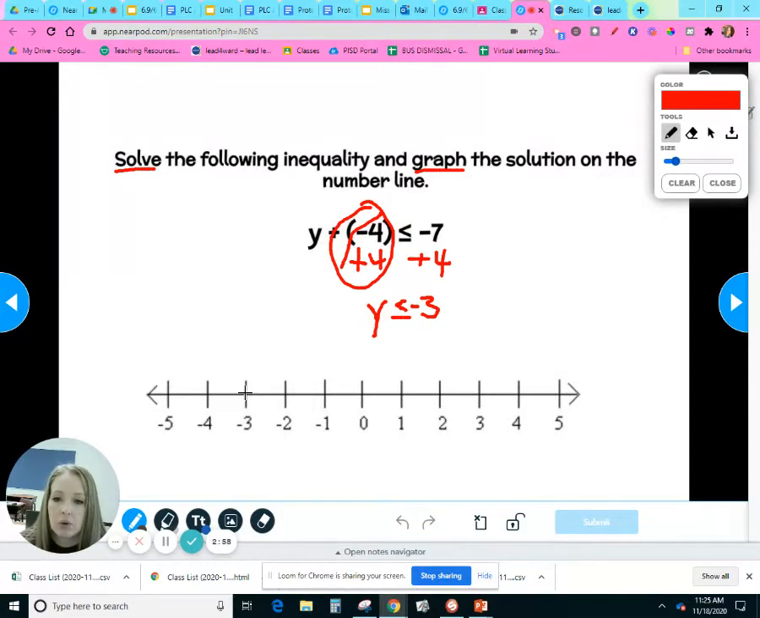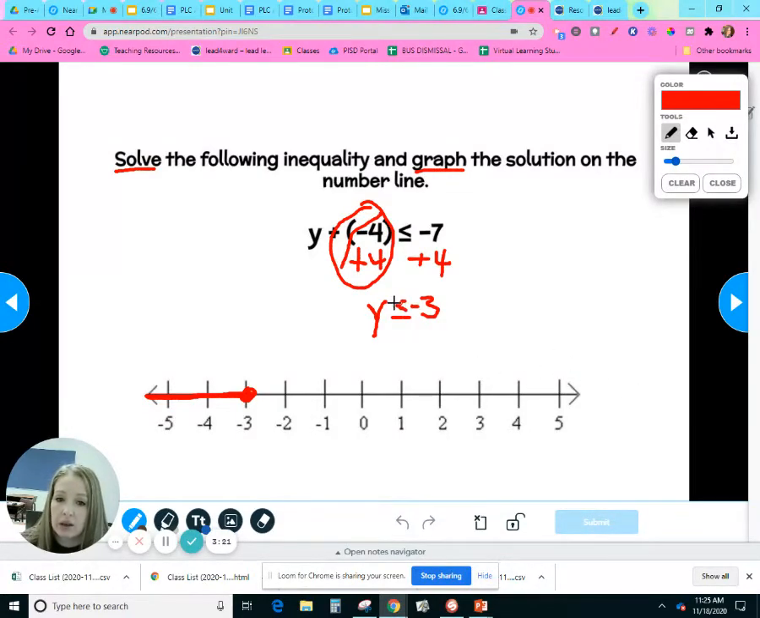So we're going to have a circle on negative 3, and because it has a line under it, remember, if it has a line, it needs a mouth guard. So that means it's going to have a closed circle because it includes negative 3. And remember that your symbol points you in the right direction. So because that one points left, we're going to shade everything to the left on that number line. So that would be our answer for that one.